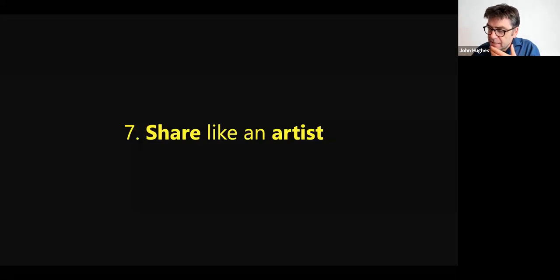Number 7 is to share like an artist. What I mean here is that part of being a creator or an artist is that you finally show your work. And that's an important part of creative thinking. Sometimes creative thinking is problem solving, so students are using that to solve a problem in class. But you want to give students the chance to demonstrate that thinking.